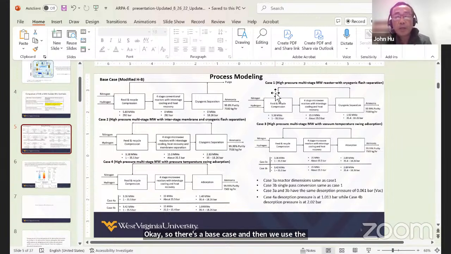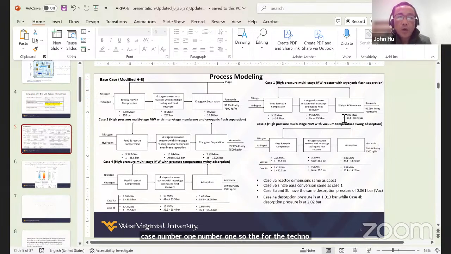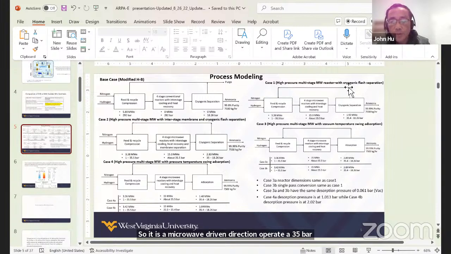Case number one. For the techno-economic analysis, all these new cases are the low pressure cases, and they are compared with the base case. I want to make sure everyone's clear. You build the base case, and also you have the different cases. Case one is the high pressure multi-stage microwave reactor. It is a microwave driven reaction, operating at 35 bar, and not 275 bar. And then the downstream separation is a cryogenic flash separation.